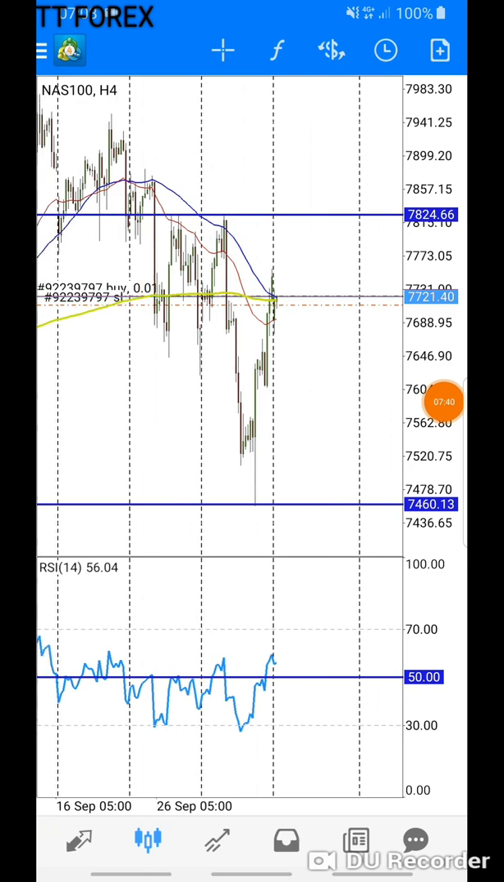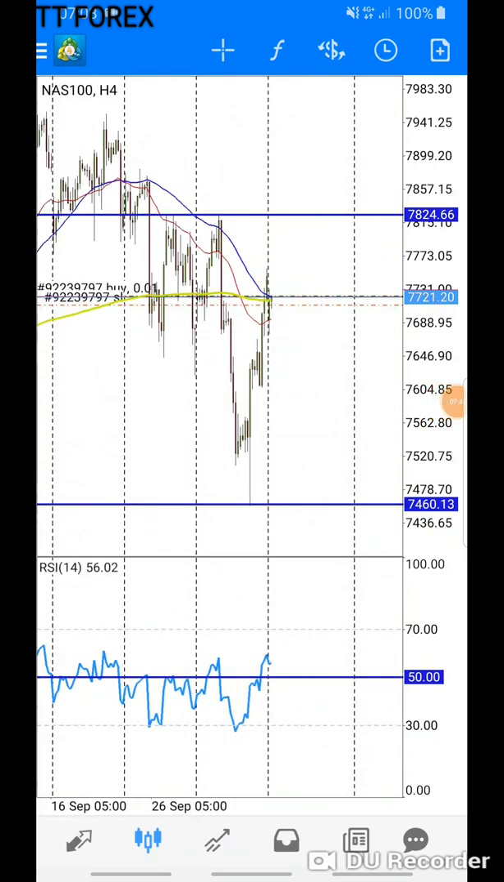So I hope this makes sense, and I hope it plays out the way I expect, and then we can see what goes on from there.